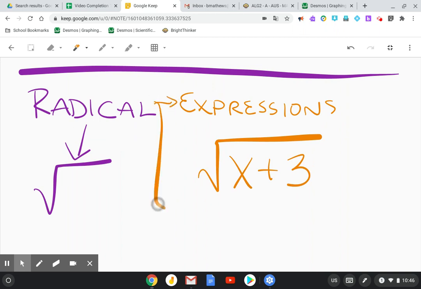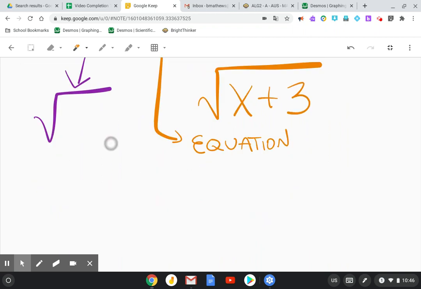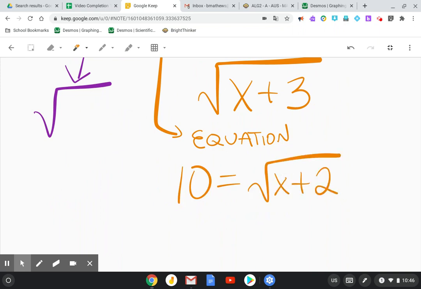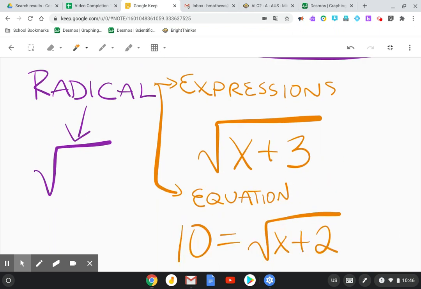So this would be a radical expression, whereas a radical equation would be the same type of thing, but one in which there is an equal sign in it. So it would be something like this. Let's see. 10 equals the square root of x plus 2. So the difference between an equation and an expression is simply that an equation has an equal sign, and expressions do not. But the thing that joins them and makes them radical is that they have a square root in them.